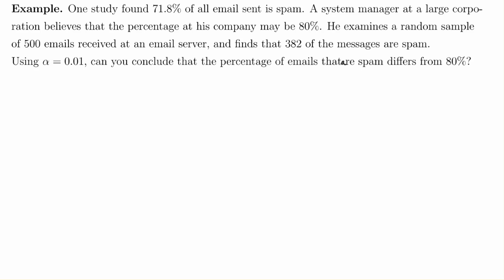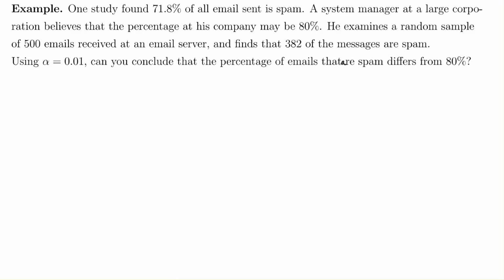are spam. So what we see here in this phrasing is he took a sample and he recorded information about the sample. That sounds a lot like a proportion for the population. Using alpha, level of significance 0.01, can you conclude the percentage, remember percentage is just a different idea of proportion, of emails that are spam differs from the 80%. So here I can see I'm doing a hypothesis test because I'm trying to test a claim.